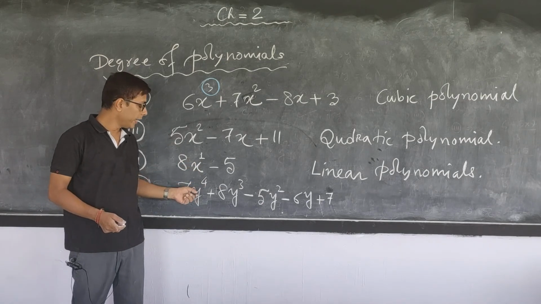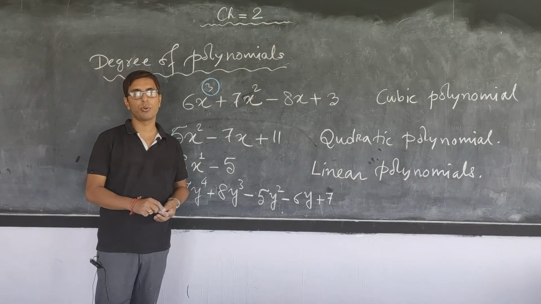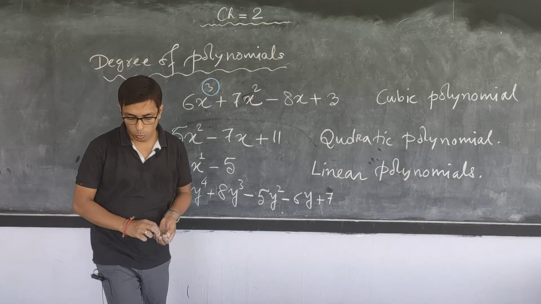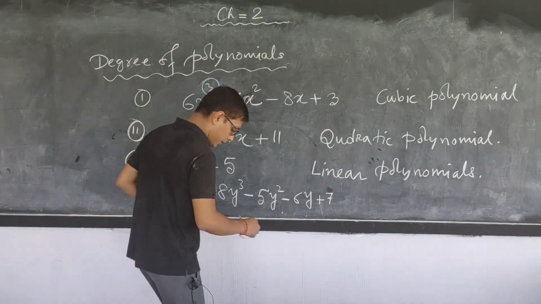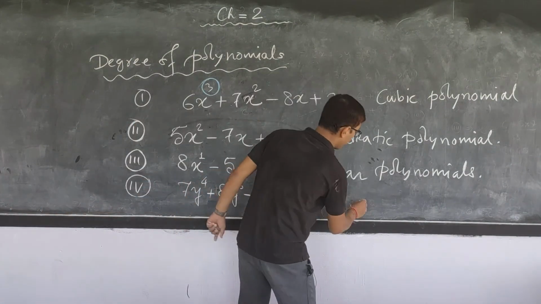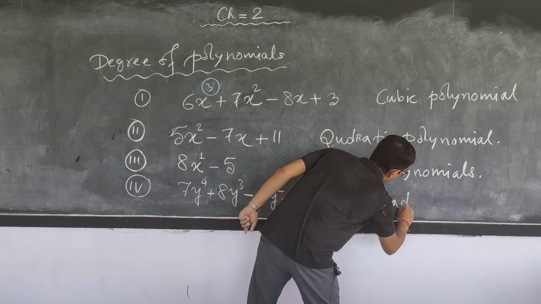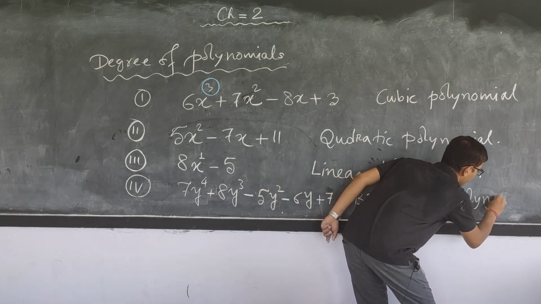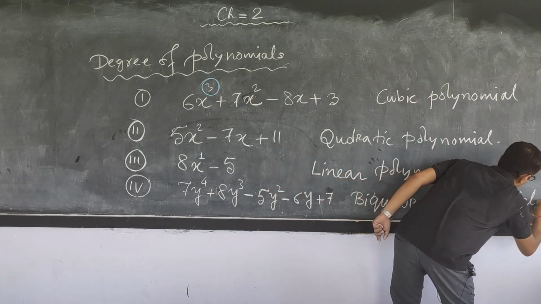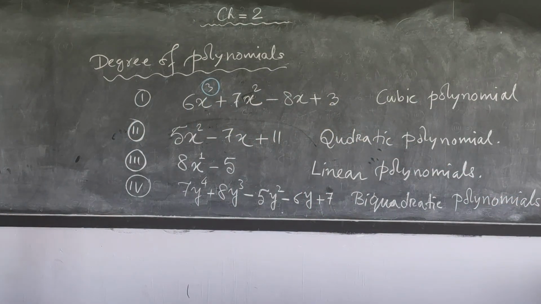So what is the degree of the polynomial? 4. Yes. When a polynomial has degree 4, then such polynomials are known as biquadratic polynomials. Biquadratic. Degree 2, then quadratic, degree 4, then biquadratic. So it is a biquadratic polynomial. Okay, so these 4 types of polynomials we have learned here, based on the degree of the polynomial.